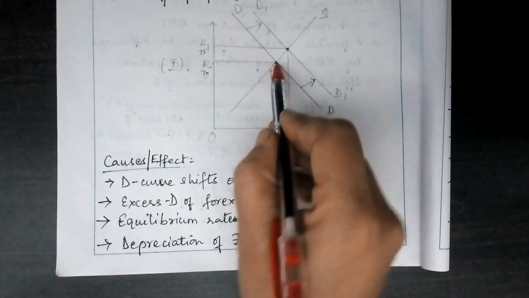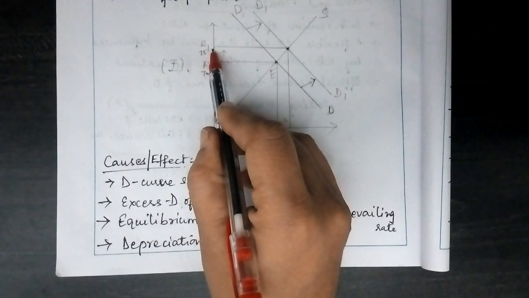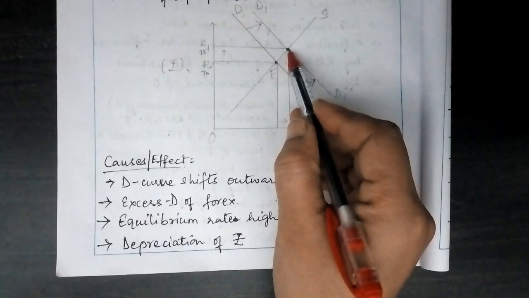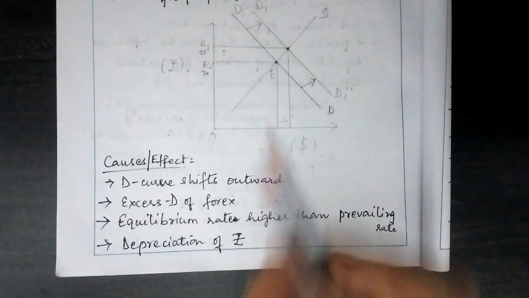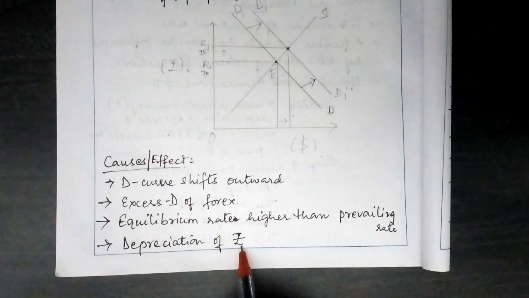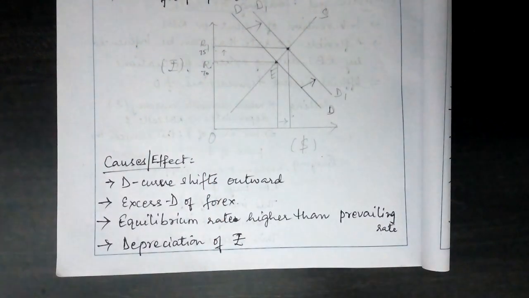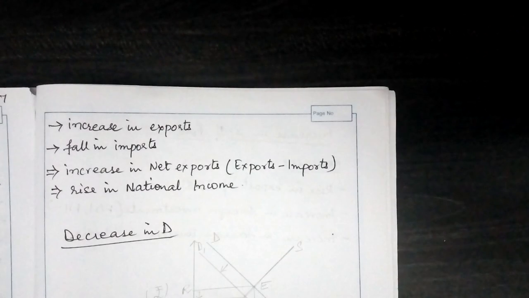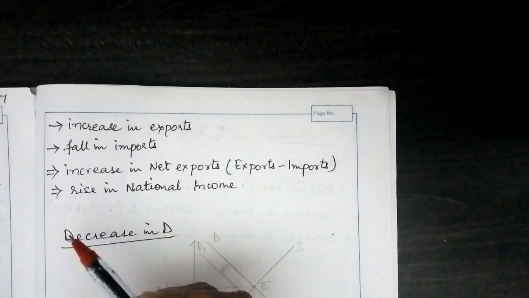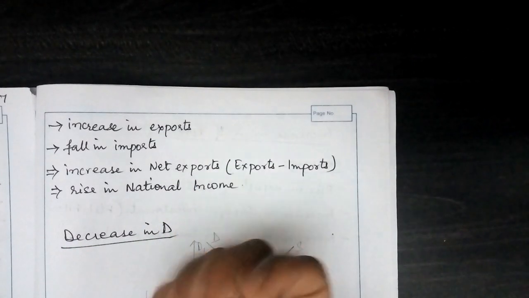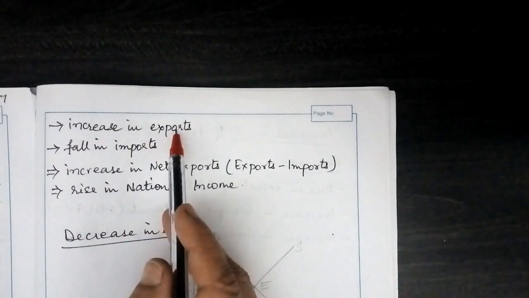This is the prevailing rate, 70 rupees. But now it moves up, so the new rate would be 75 rupees. This change in rate of exchange will be called as depreciation of rupee or devaluation of rupee. Devaluation of rupee would mean that it becomes cheaper for the foreigners. Hence, there will be an increase in exports.